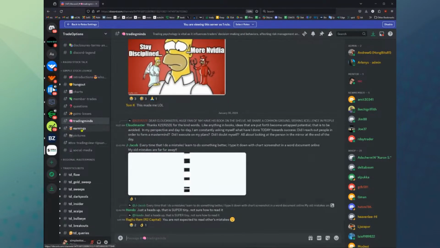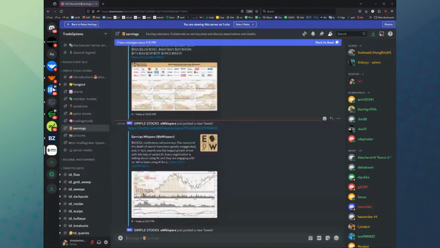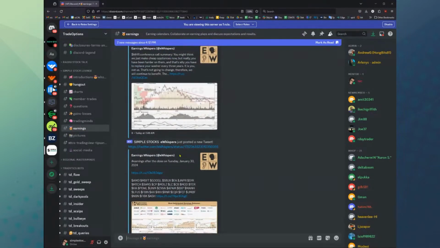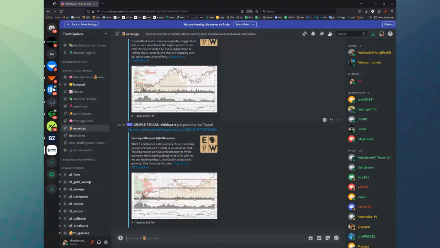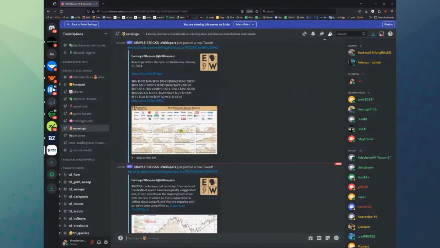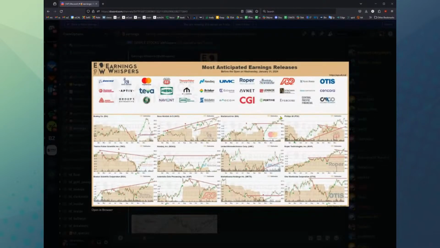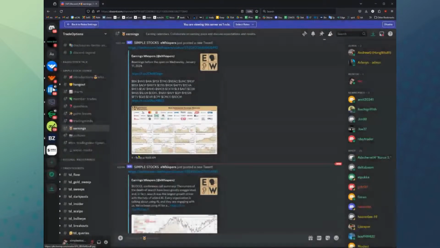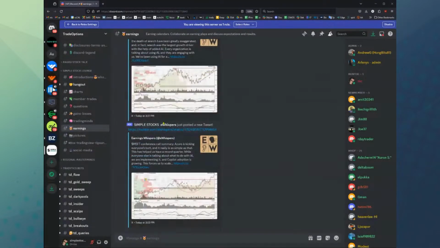People do. Earnings is where we have a direct feed from the posts of Earnings Whispers. For example, today I could have clicked on this one and seen who's reporting and what their trend charts are looking like. It's an easy way to get a cheat sheet. So this is continuously feeding data.